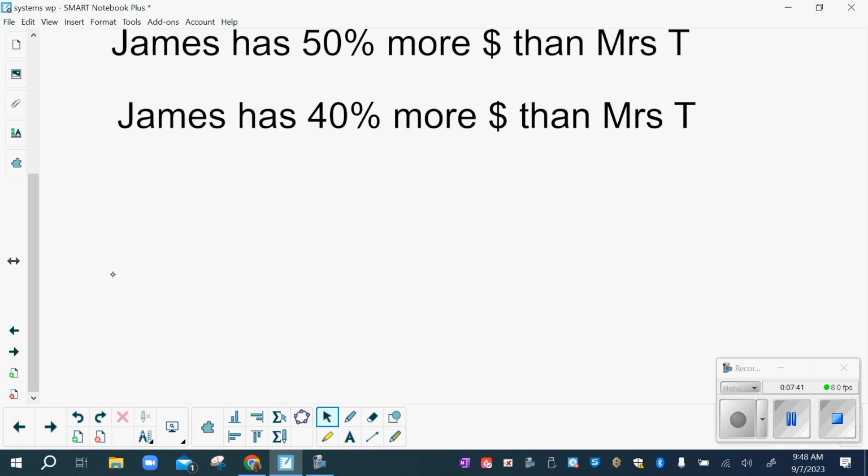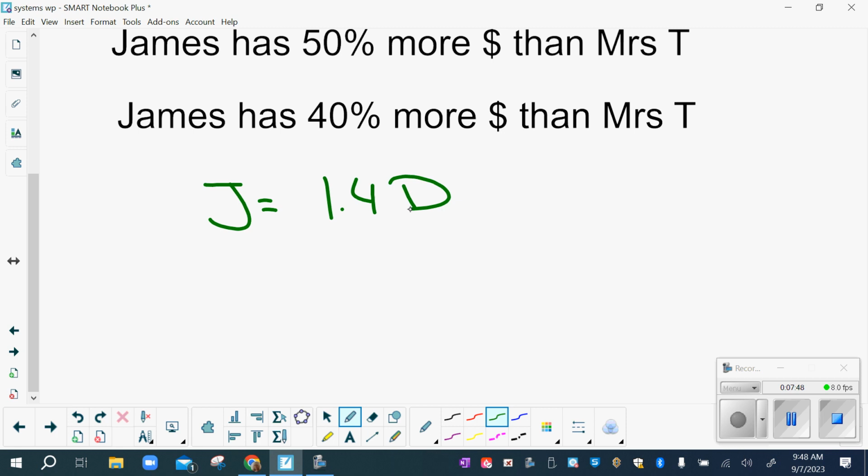If you did this, you are on fire. Here's James. Here's me. 1.4D. Nice and easy. Here's what you also could have done. If you wanted to be tricky, you could have said that James is 1 minus 0.4, or he would be 0.6 James equals me, right? It's a little bit tricky, but percentages are tricky because they seem like you're making things bigger, but you kind of aren't. Is that cool?